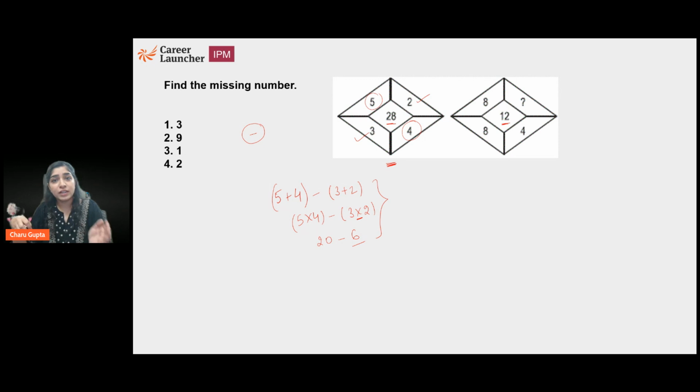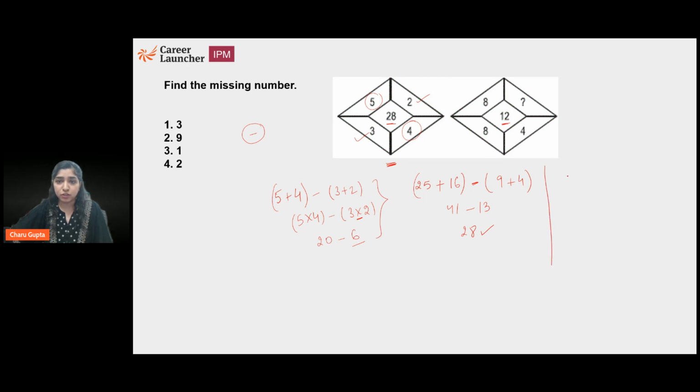So now let's try to involve squares here. Okay, so if I take square of 5, which is 25, and let's say I take square of 4, which is 16, and I subtract from it square of 3 and 2, 9 and 4. What will I get? 41 minus 13, that is 28. Okay, so my first pattern is getting satisfied using this pattern.